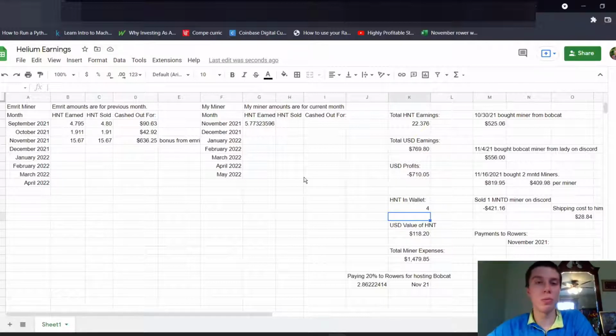For one of the miners I do have in Cincinnati, it's at basically a friend's apartment. So I am paying them around 20% for having that at their apartment. So I will have some more expenses there once I actually pay that to them. But overall, I'm super happy with how this is going for me.